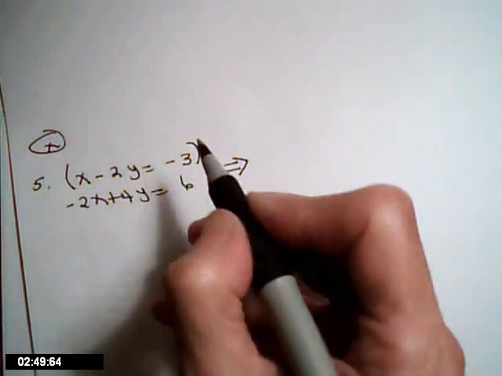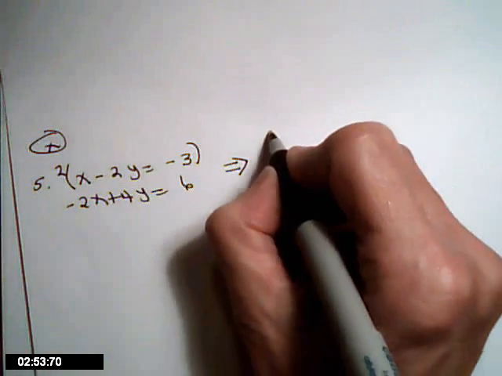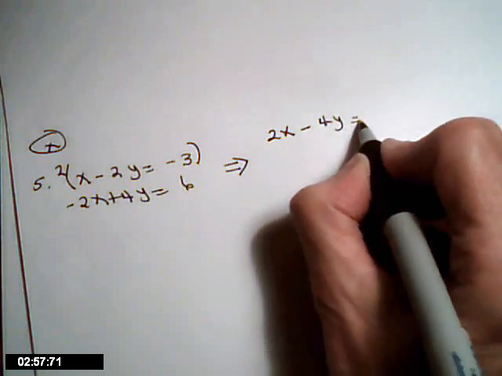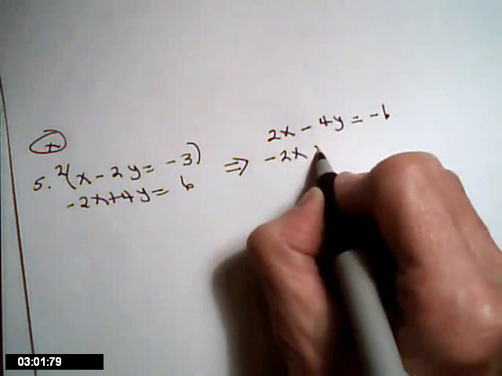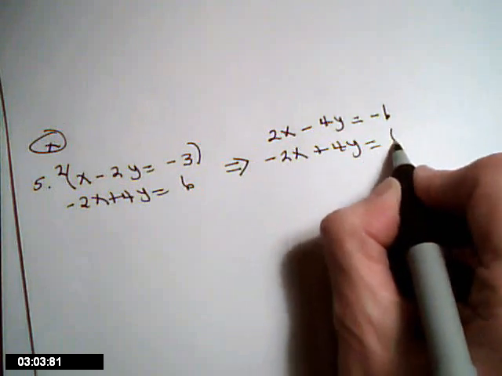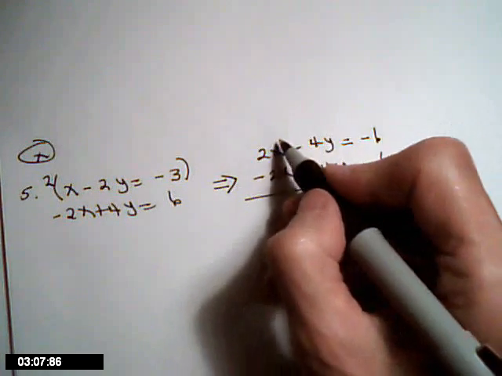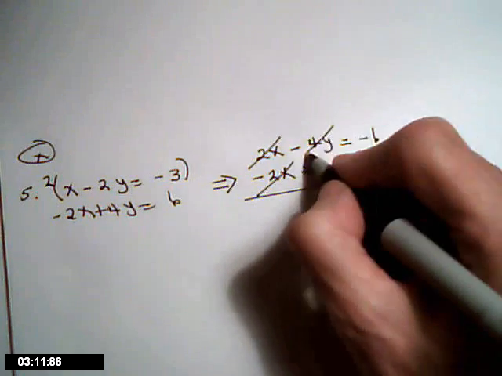So to turn this x into 2x, I need to multiply by 2. Again, all the way across. 2x minus 4y equals negative 6. Bring over the bottom, negative 2x plus 4y equals positive 6. Now I set out to eliminate x. 2x minus 2x is 0. I did. 4y minus 4y is 0.